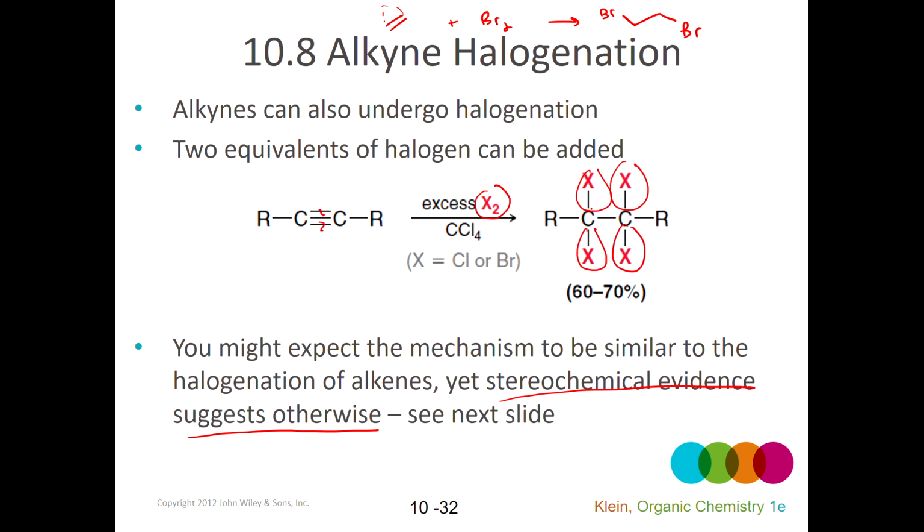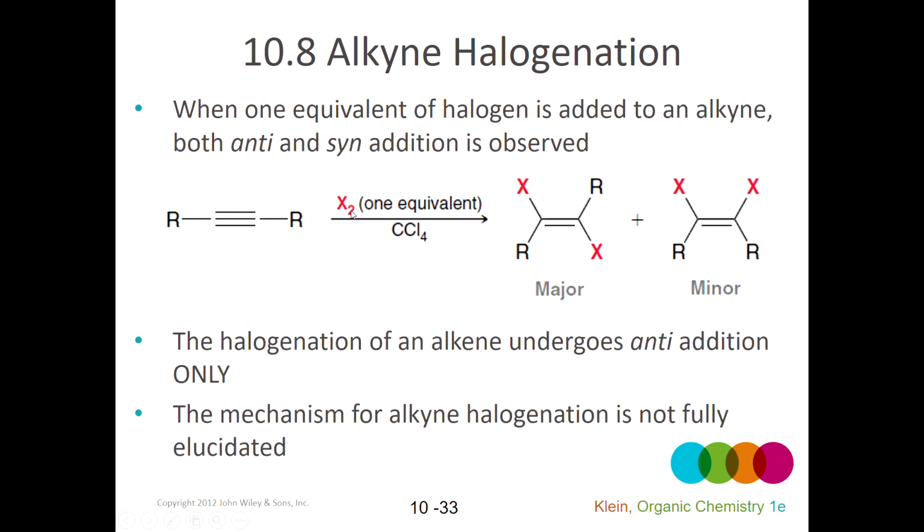So I can get 4 halogens bonded to adjacent carbons if I start with an alkyne and add excess of the bromine or chlorine, because then it will react more than once and break both of the pi bonds. So if we look at this, how do we know that the mechanism is not the same as the one we looked at before with the 3-membered ring? Well, here's the evidence.